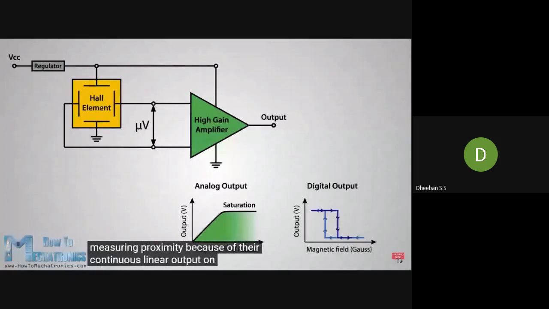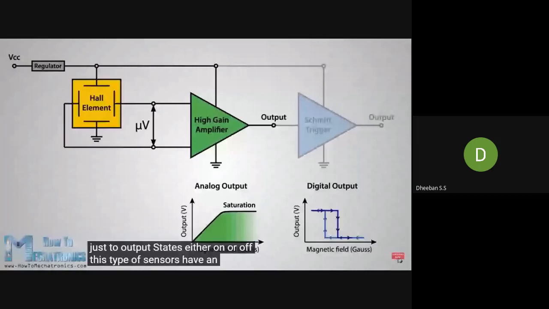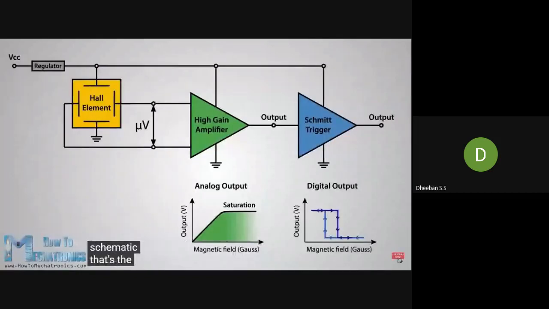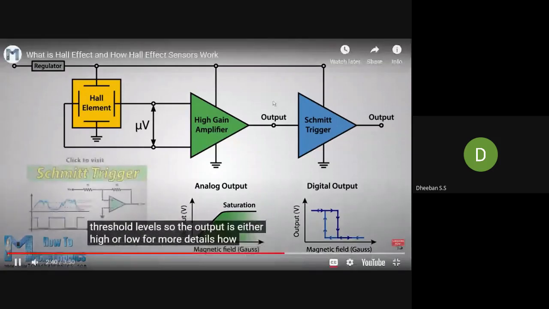On the other hand, the digital output sensor provides just two output states, either on or off. These types of sensors have an additional element, as illustrated in the circuit schematic. That's the Schmitt trigger, which provides hysteresis or two different threshold levels, so the output is either high or low. For more details on how the Schmitt trigger works, you can check my particular tutorial for that.